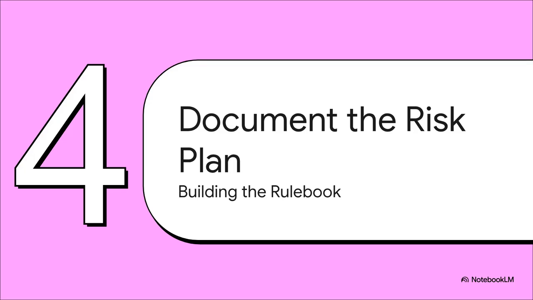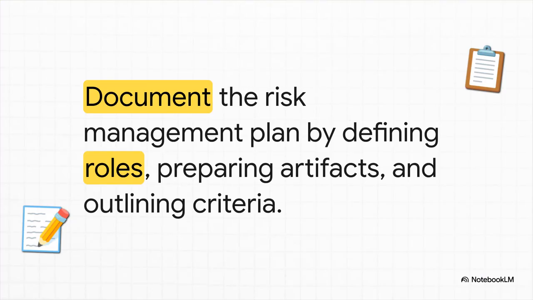Next up, Section 4, Documenting the Risk Plan. Time to build the actual rulebook in Task 5. Task 5 takes everything we've analyzed, everything we've negotiated, and bakes it into a definitive, actionable framework, the Risk Management Plan. This is the ultimate document that outlines exactly who does what, when they do it, and exactly how risks will get prioritized and escalated throughout the life of the project.